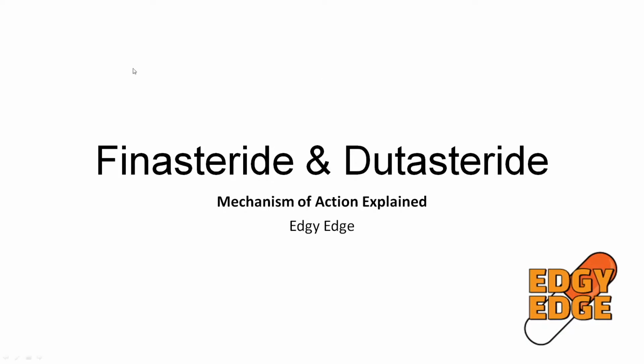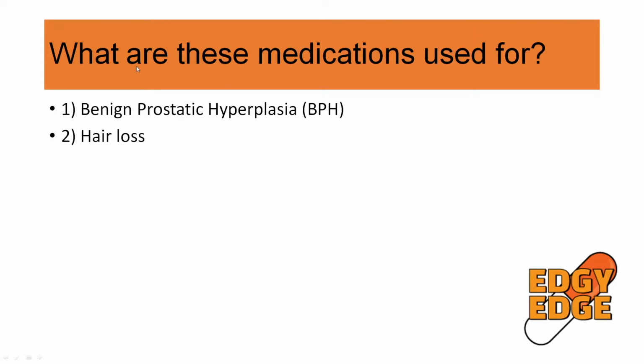So in this first video, we're going to be talking about Finasteride and Dutasteride. So let's head on over. So what are these medications used for? So quickly, they're used mainly for benign prostatic hyperplasia, abbreviated as BPH, as well as hair loss, which we'll talk a little briefly towards the end of the video of how this medication works for hair loss.